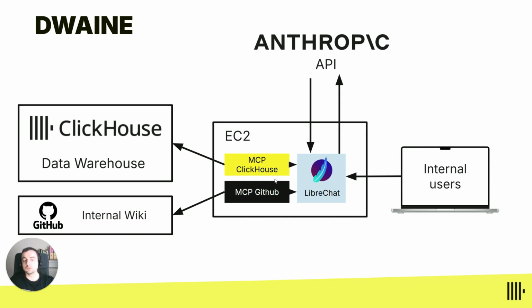MCP is Model Context Protocol. This protocol is open sourced, and it was created by Anthropic team a few months ago. And it allows you to connect your large language model to various data sources and agents. And we use MCP ClickHouse server that was created by our team and also open source, so you can use it for DWAINE to access the data warehouse itself.